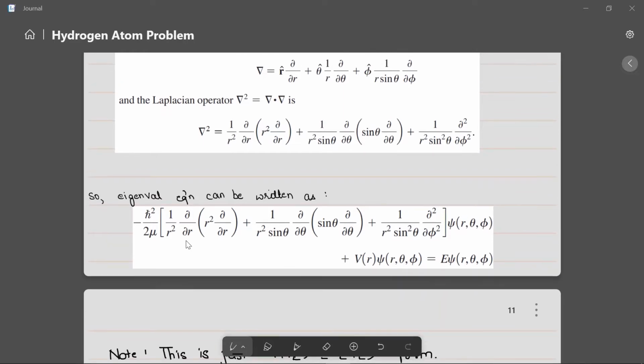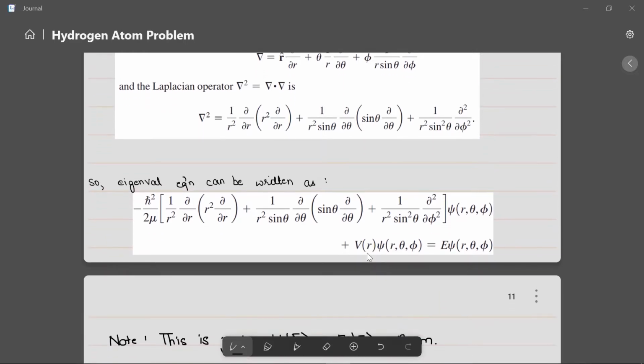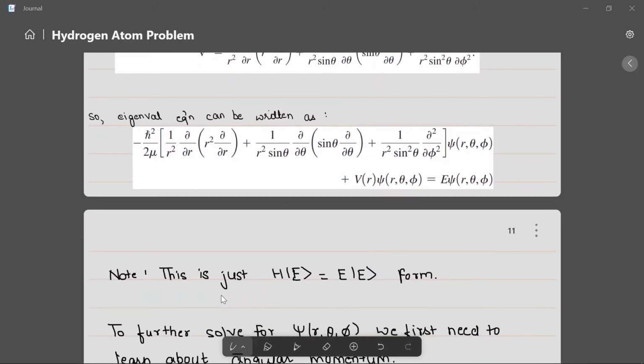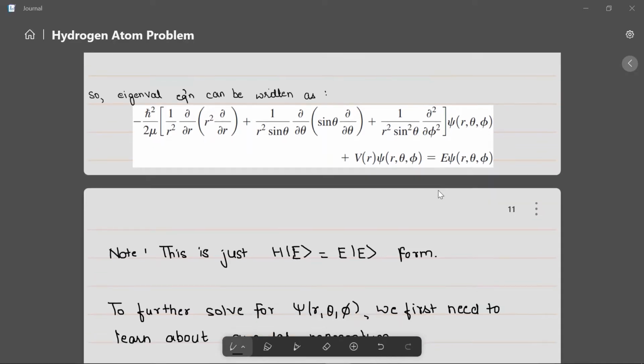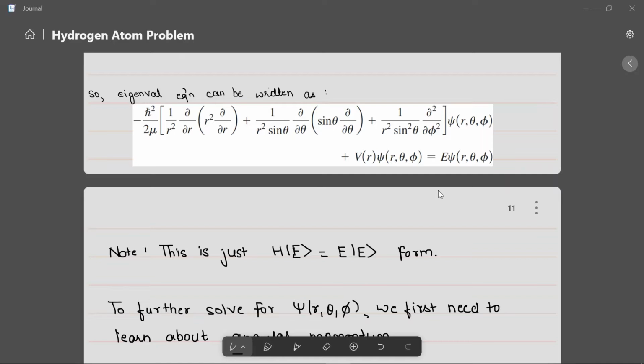Just so that this looks a little less intimidating, see this as an equation of the form H acting on some state equals E times the state, because essentially this entire term plus V is the Hamiltonian, and this is the state, and this is the eigenvalue. So this is nothing but the eigenvalue equation written in the spherical coordinate system. Now to further separate the r, theta and phi parts, before that we have to look at the angular momentum business, and why exactly that is necessary will become clear after we do the algebra.